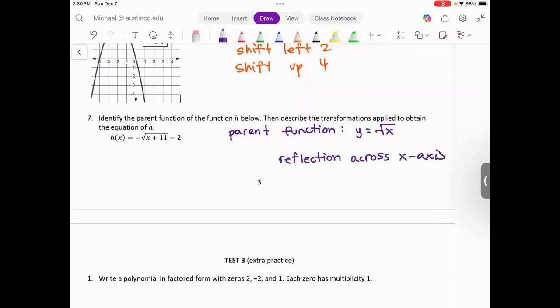The 11 underneath the square root is going to indicate a shift either left or right. This one's kind of backwards of how we might think. So that positive 11 means a shift to the left. And then the -2 out at the end is going to be a shift down.